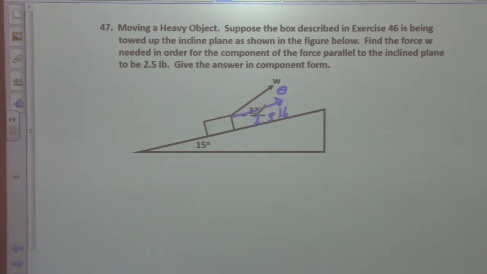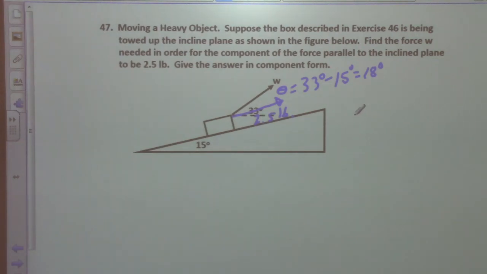This angle is 33 degrees up here, and this angle here is going to be 15 degrees. So 33 is the whole thing, and 15 is just this part here. So what's theta going to be equal to? Okay, it's going to be 33 minus 15, or 18 degrees. So here's 18 degrees right here between these two, and we need the component of the force parallel. We need this to find what force this is.